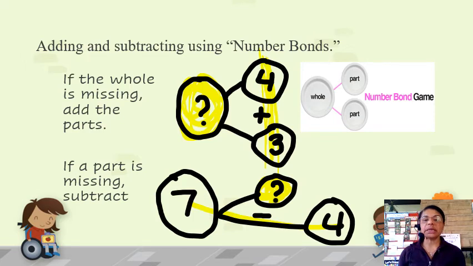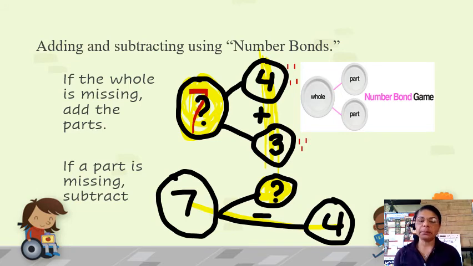Okay, so in this case, when I looked at the first problem, I had two parts, 4 and 3. I needed to add the 4 and the 3 to find the answer. 4 and 3. So let me show you what I got. 1, 2, 3, 4. 1, 2, 3. When I put all that together, 4, 5, 6, 7. So the answer would have been 7.